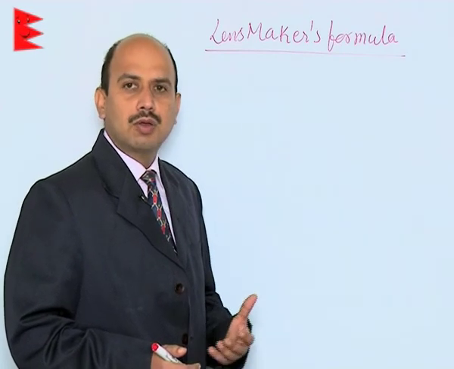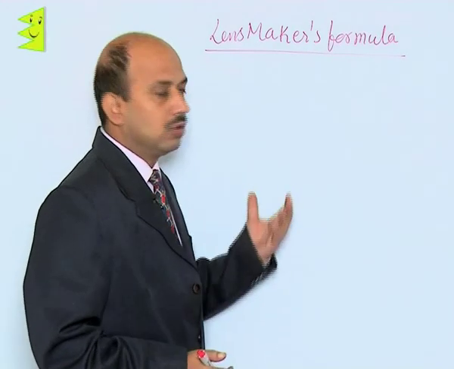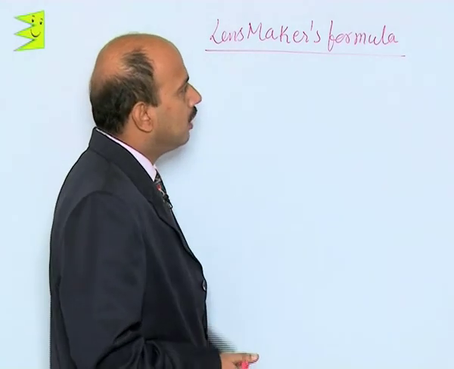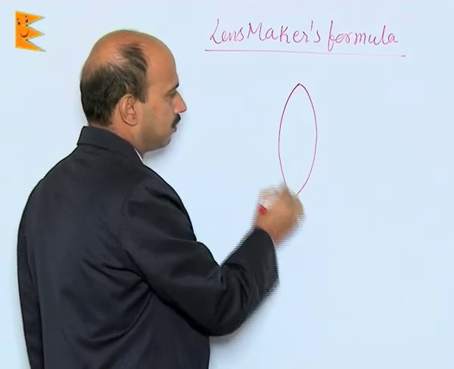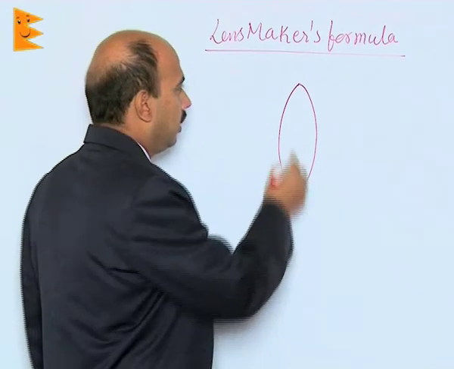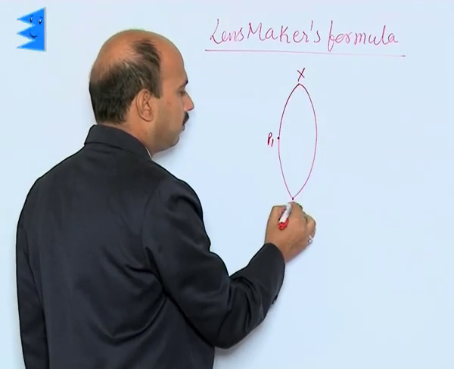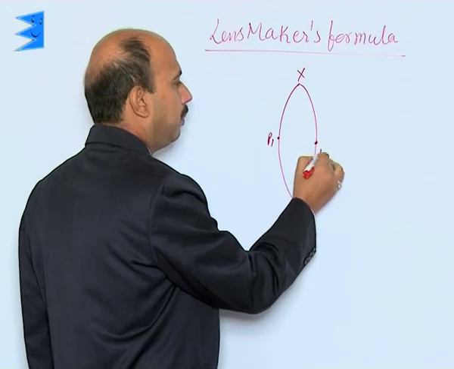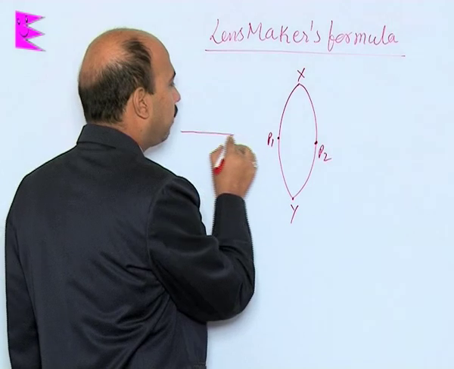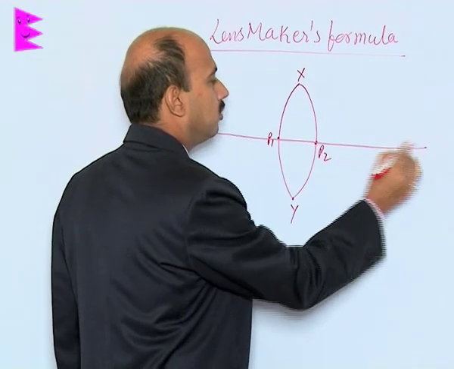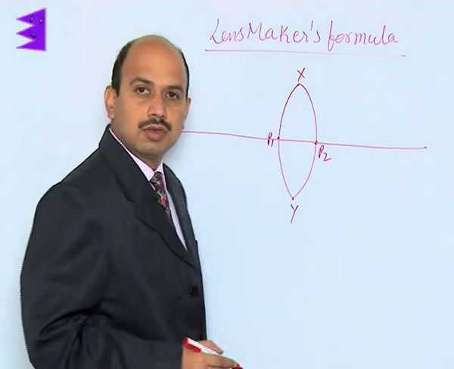It is the same whether it is a convex or concave lens, just the sign convention changes according to the surfaces. But if you are taking convex, suppose this is a double convex lens. There are two surfaces, this is x, P1 and y, and here is P2, the pole for the second surface. The line passing through these two poles is known as the principal axis.